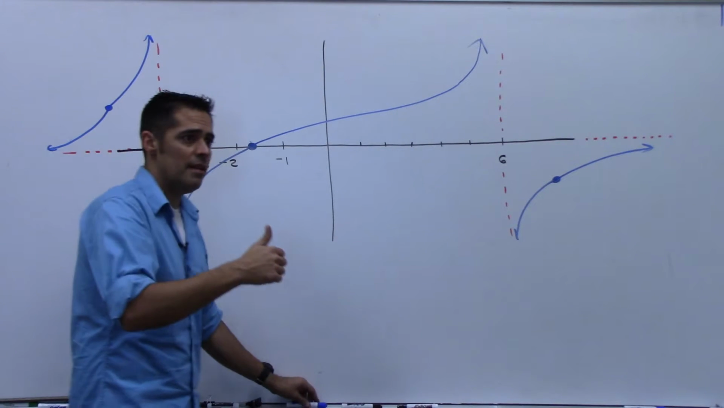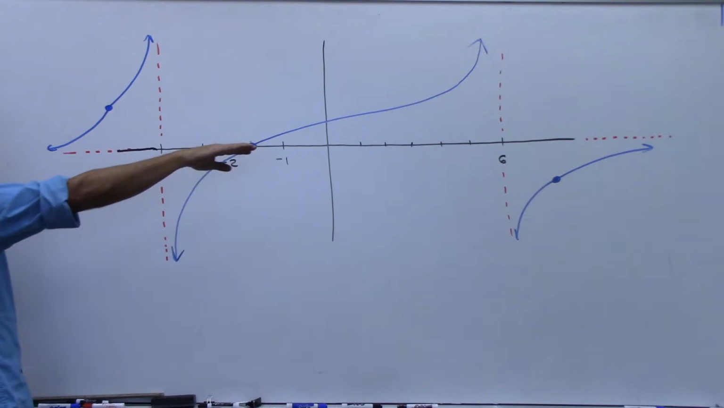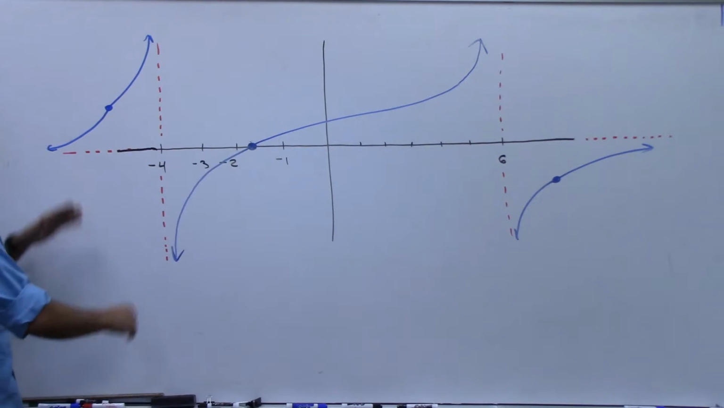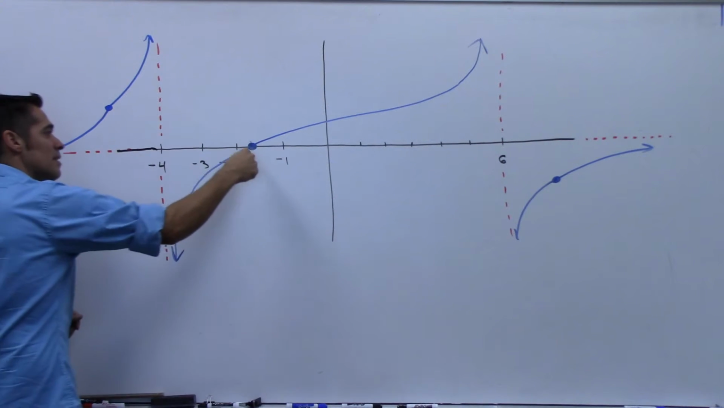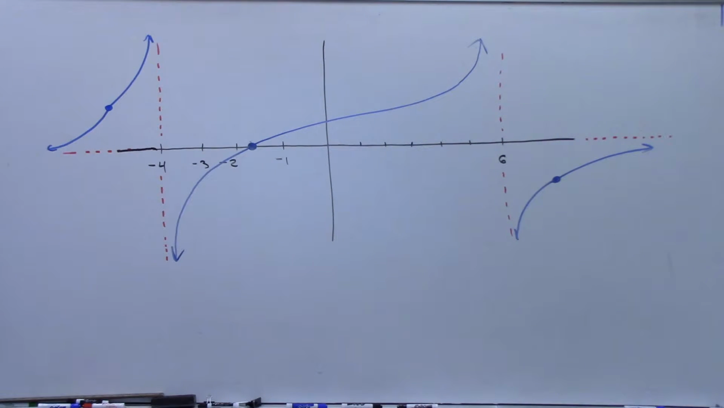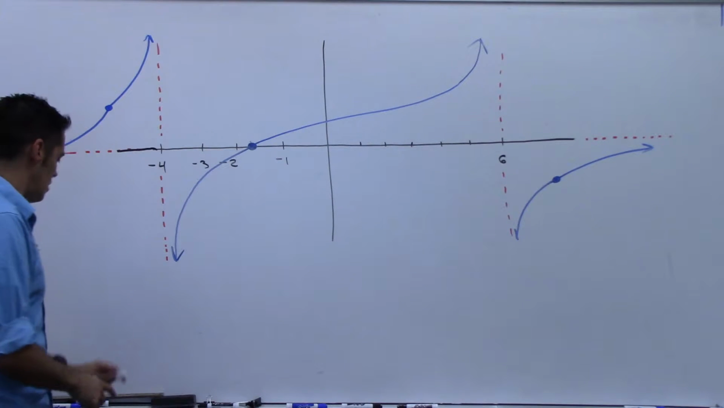Do y'all understand that? That this has the horizontal asymptotes I need. It has the verticals I need. It has the x-intercept I need. I'm in business. But there's no telling if that's it or not.